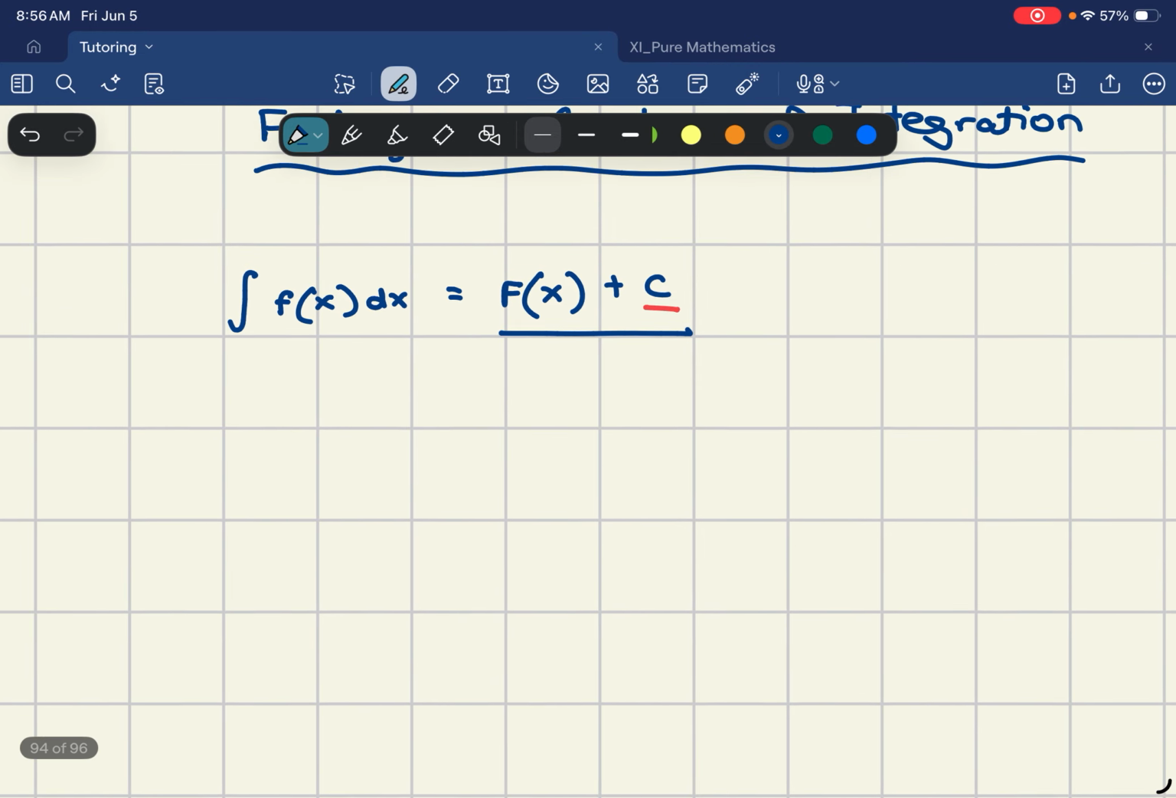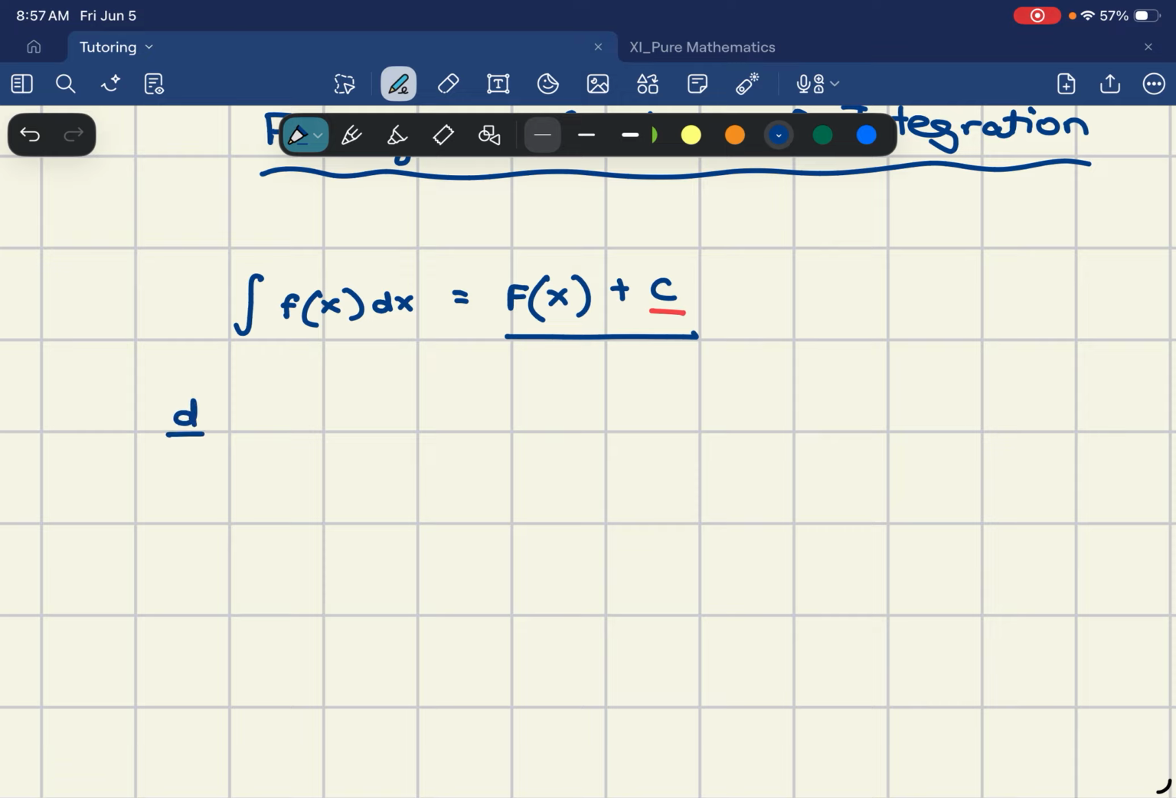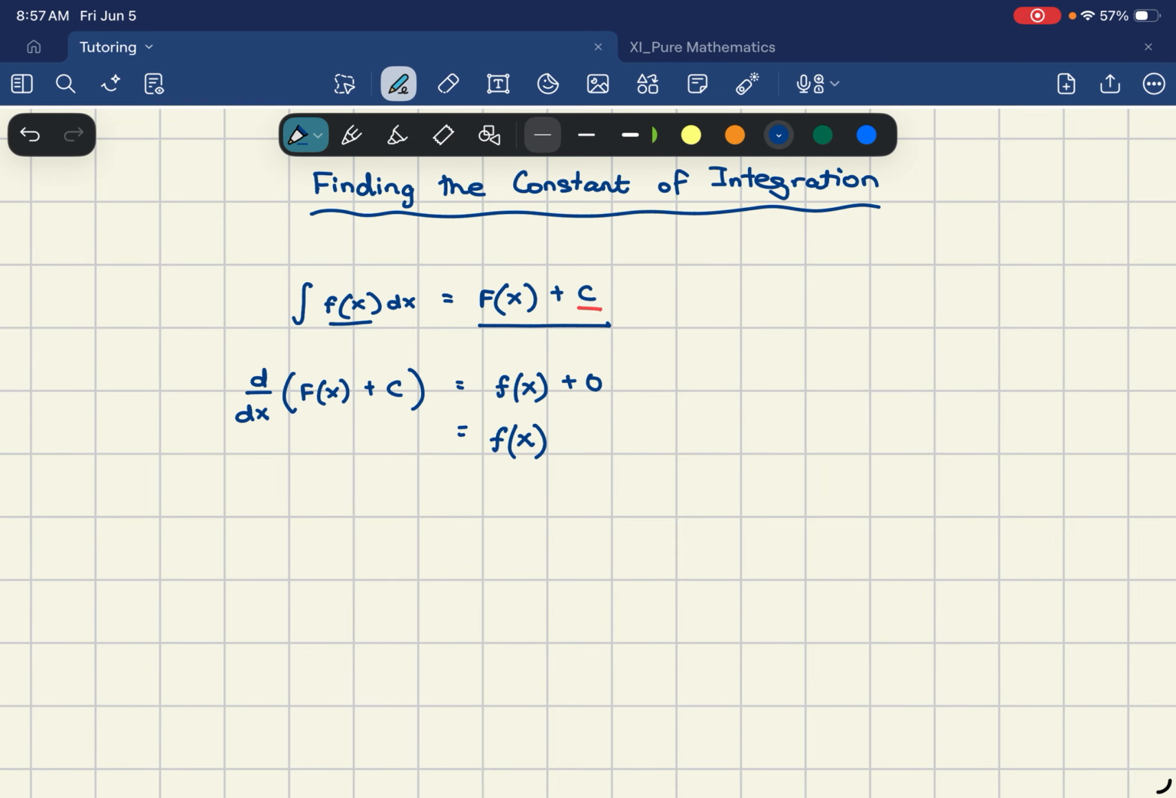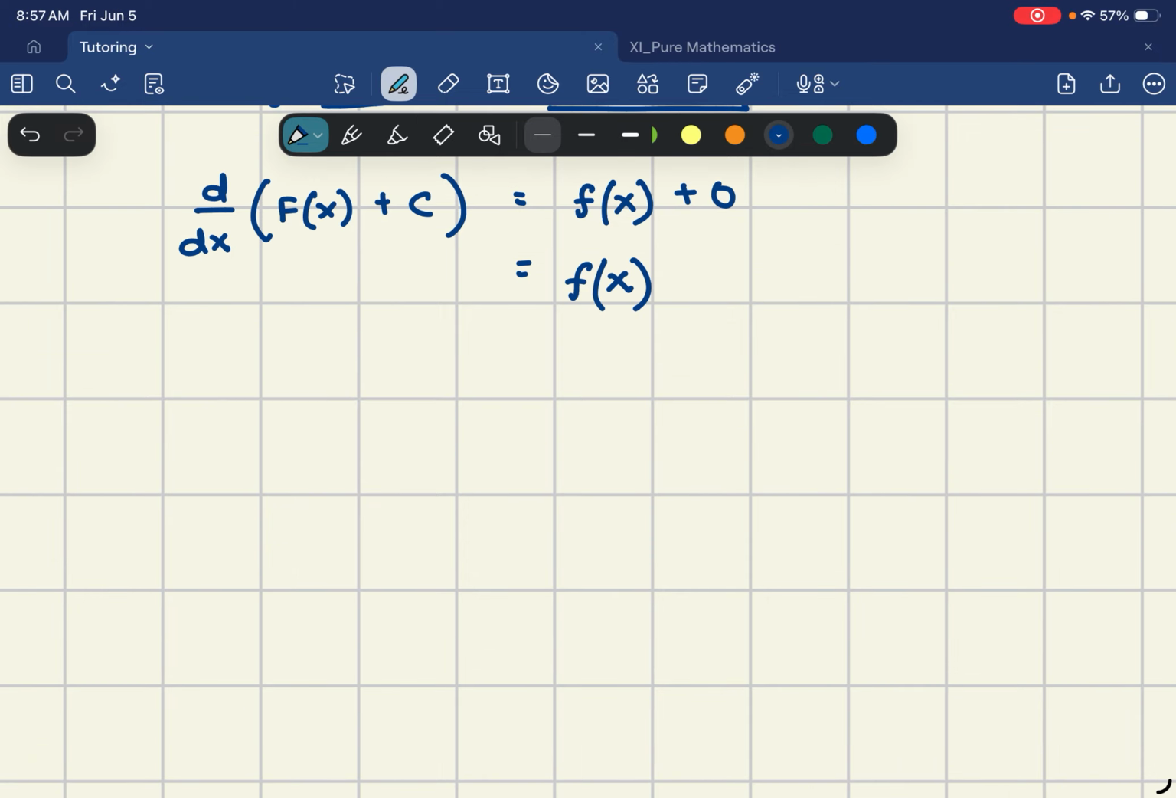Now the right-hand side has the following property. If you differentiate F of x plus c, then you get small f of x plus 0, which is just f of x. So basically, your function F of x should have the property that if you differentiate it, you get small f of x. That is what we discussed in the previous video, the result from the fundamental theorem of calculus, that integration and differentiation are reverse processes.